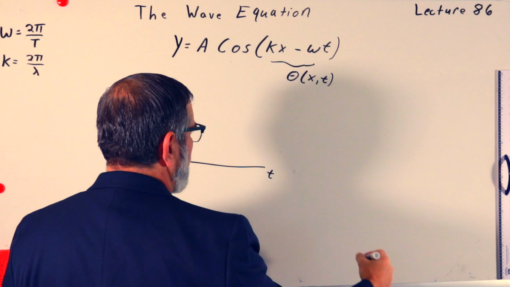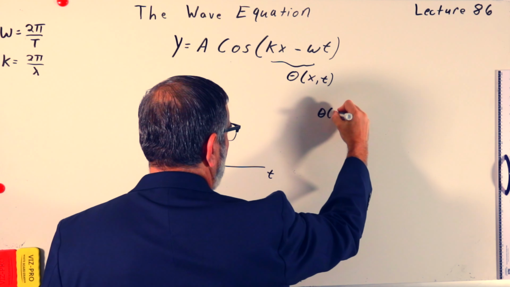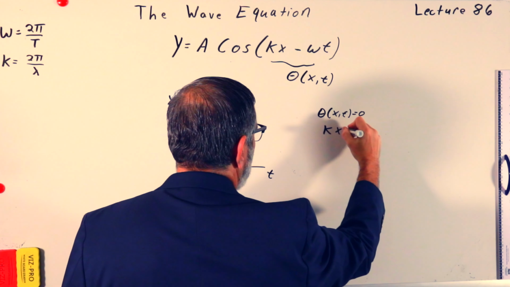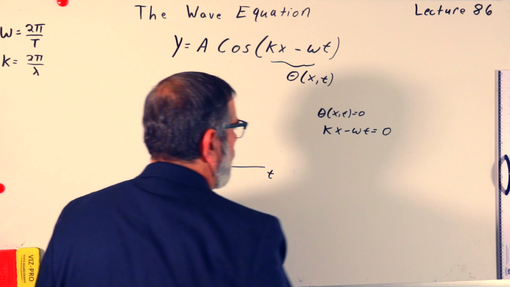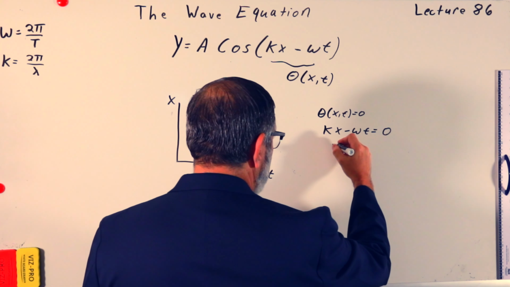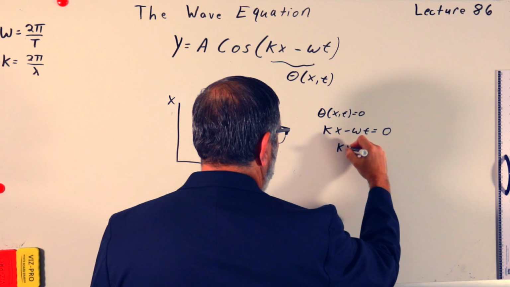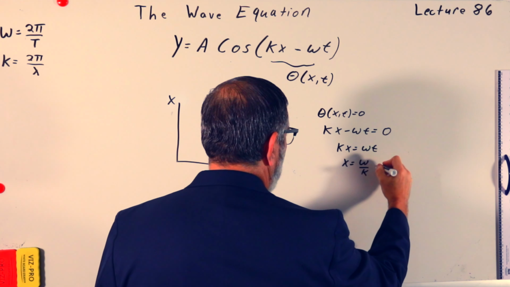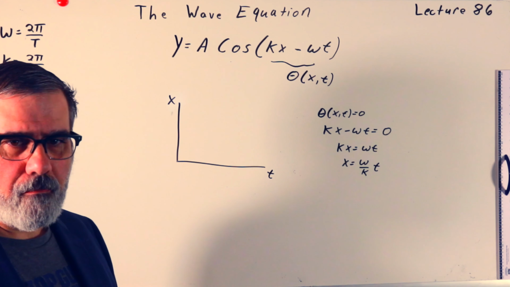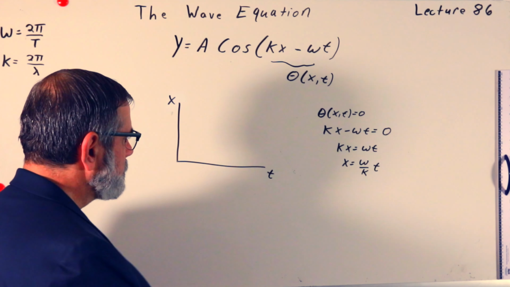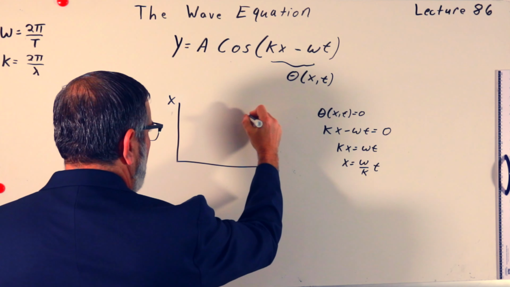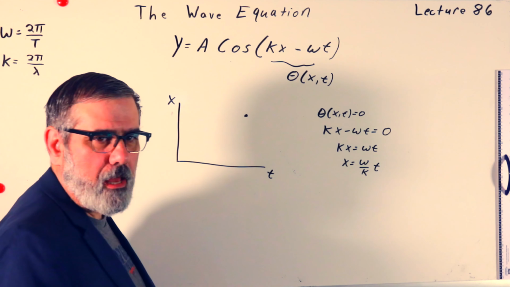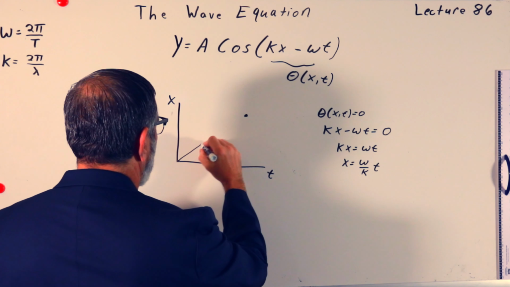So, for example, what about theta equals 0? If theta of x and t equals 0, what does that mean? That means that kx minus omega t equals 0, yes? Which means that kx equals omega t, which says that x is equal to omega over k times t. You got that? So that's this point here. It's just a line. This is just the equation of a line with slope omega over k, right?